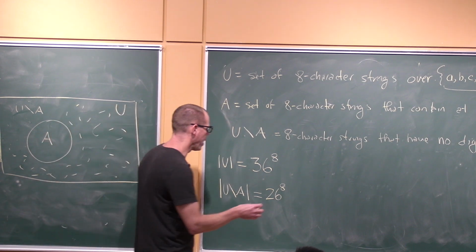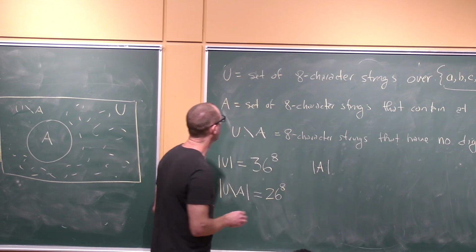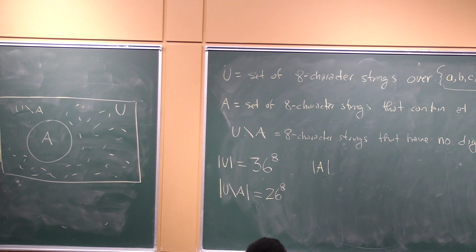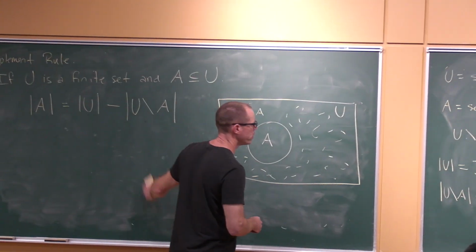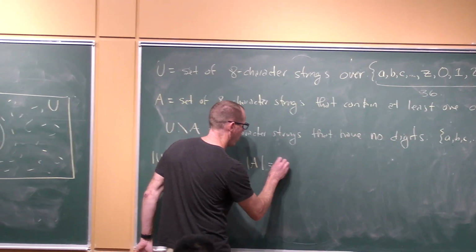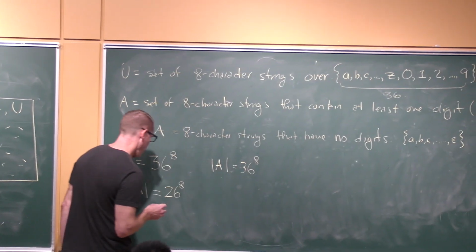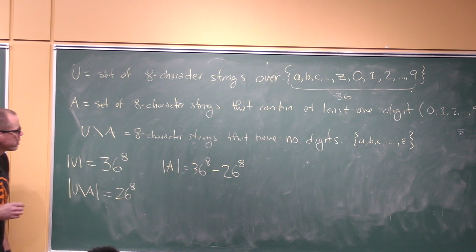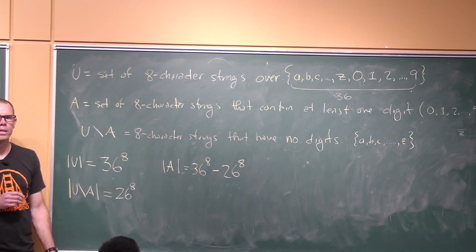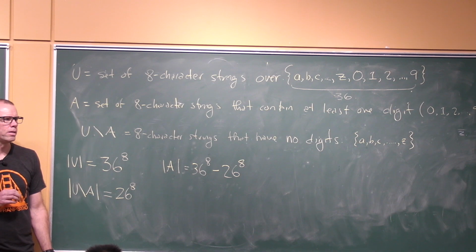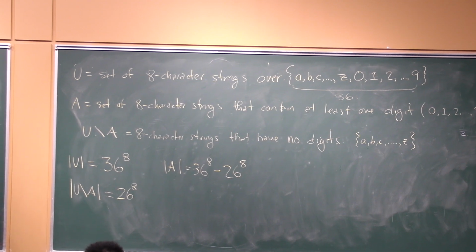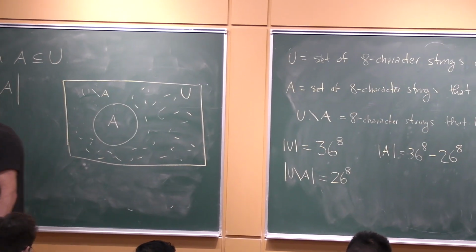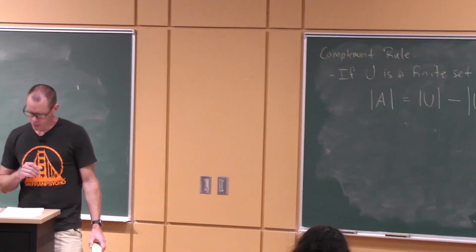And now we know the answer. The size of A is equal to the size of U minus the size of U minus A. So you take all the possible strings and take away the ones that are not valid passwords, and what you're left with are all the valid passwords. Easy. Okay. All right. So that's the complement rule.